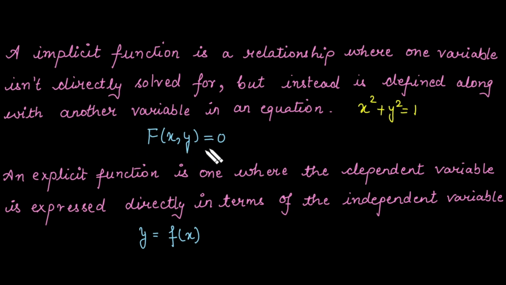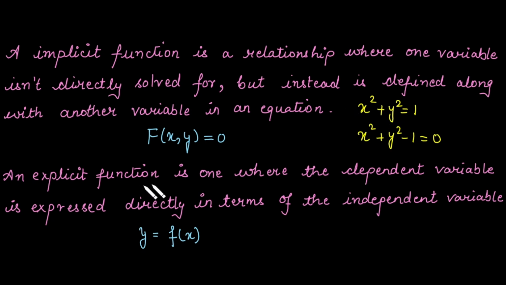In general, we will say that a function of two variables is equal to 0. So we can convert this equation into this form by writing x square plus y square minus 1 is equal to 0. Although we can find the value of x and y in terms of the other variable, the original form of this is an implicit function.